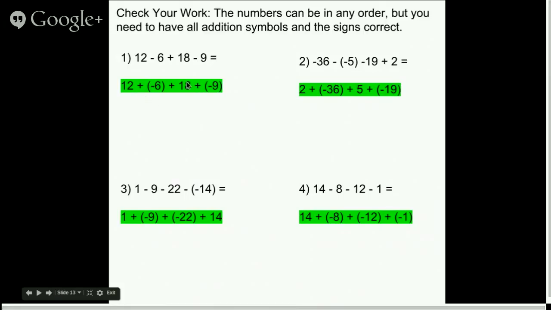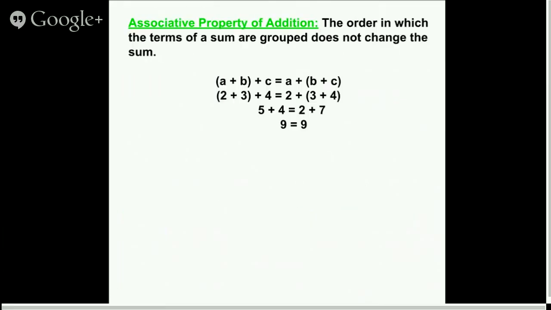You could have 12 and 18 together, which is nice because they add up to 30. You could have 6 and 9 together. You could put these in any order, because adding a negative is the same as subtracting a positive. The next one that is important is the associative property of addition. You can group pieces of it together, and it doesn't matter how you group them.